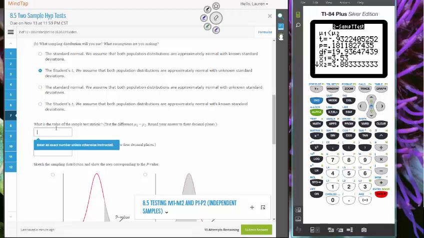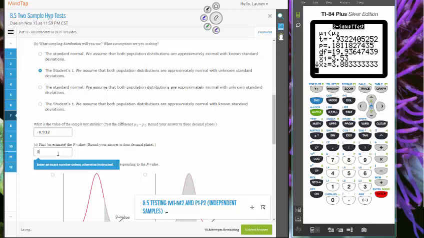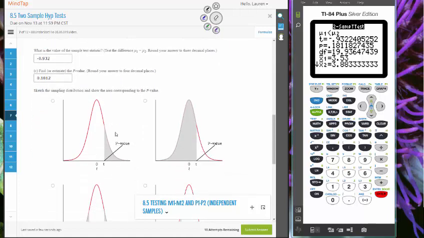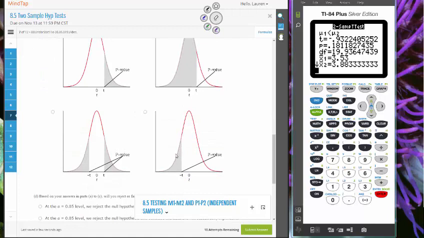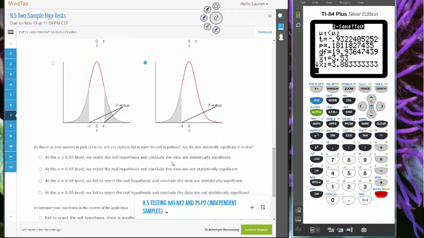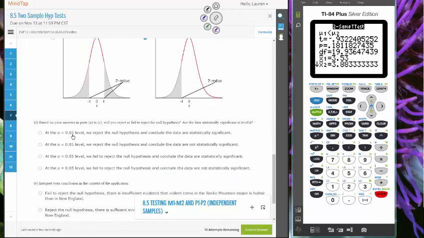So I get a t-value of negative 0.93 to 2 decimal places, and a p-value of 0.1812. The sampling distribution, we have a negative t-value, and we're looking to the left. It's a left-tailed test, so we have something like this. Negative t-value, left-tailed test. Then we have to make a decision. The level of significance is 0.05, but our p-value is higher than that. So this is a fail to reject conclusion.